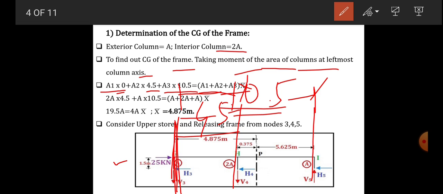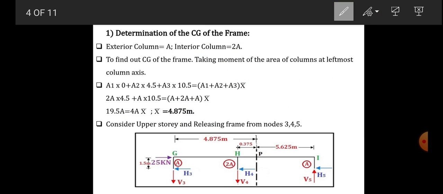So we will get x bar by putting A2 equal to 2a, because A2 is the interior column, and we know that the interior column is 2a of the exterior column. So let us put A1 as a and A3 as a, because A1 and A3 are exterior columns, and the interior column as 2a. By solving this, we get x bar equal to 4.875 meter. So this is the distance of the CG, the central axis of the frame, with respect to the leftmost column, and the distance is 4.875 meter.